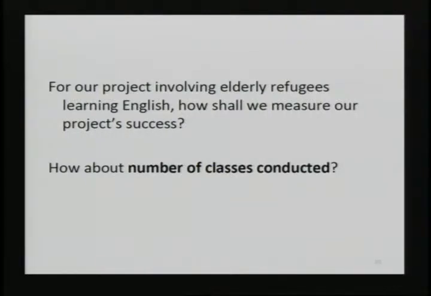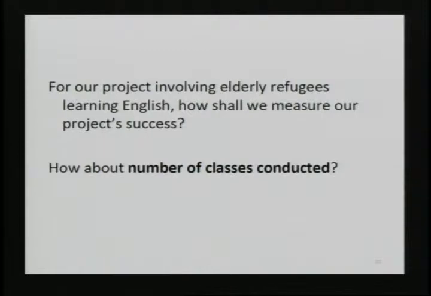So this is a question that I actually want to pose to you right now, and I wish that I were at the front of a class and that you were all present and I could ask you and wait for some responses. Unfortunately, that is not the situation. But the issue that we're looking at is how can a project determine the extent to which it has been successful? And so if we're working with the example of elderly refugees learning English, I'm posing the following question.